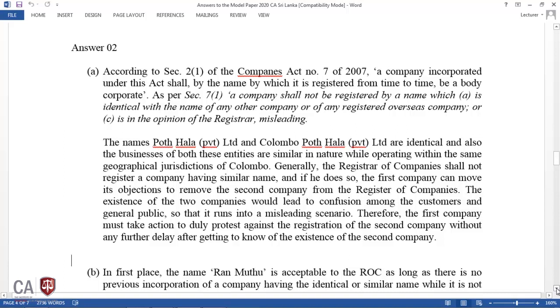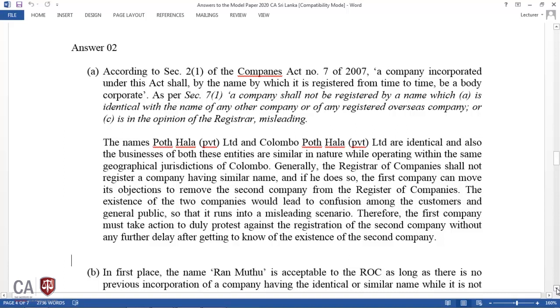Now, further section 7(1) says, a company shall not be registered by a name which is identical with the name of any other company or of any registered overseas company. I mean, an overseas company registered in Sri Lanka, as we know. Or subsection (c) says, is in the opinion of the registrar misleading. Now, I have omitted (b), (d) and other things because I want to concentrate on the more relevant provisions here. So, I am only taking out (a) and (c). (a) says with a name identical with the name of any other company or of any registered overseas company, or (c) is in the opinion of the registrar misleading.